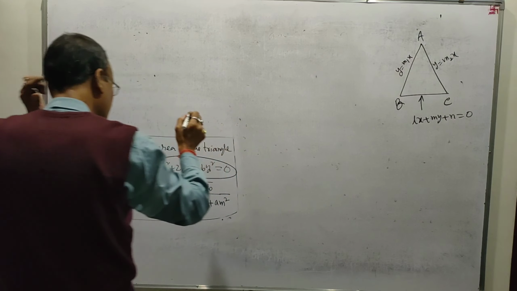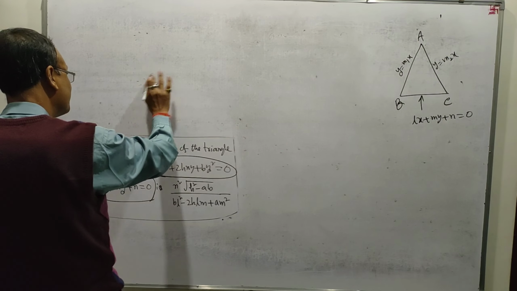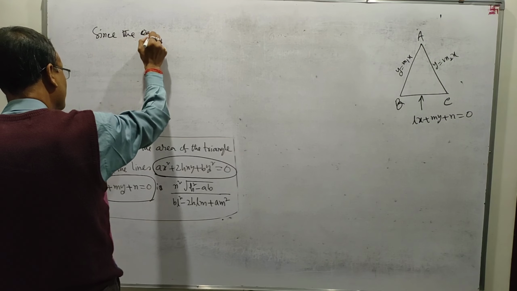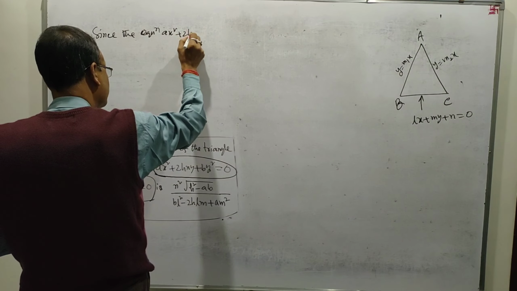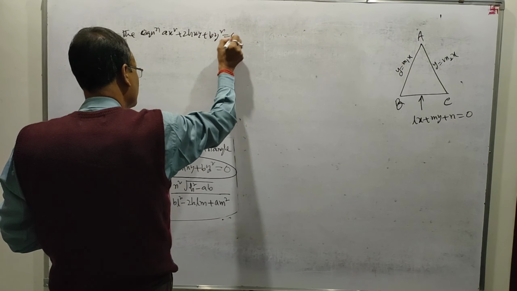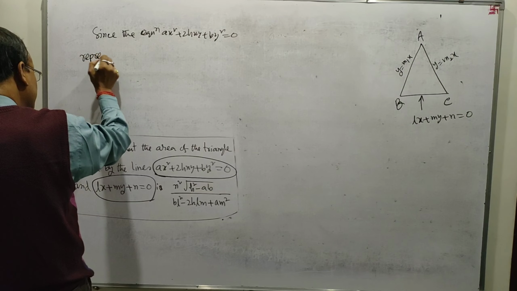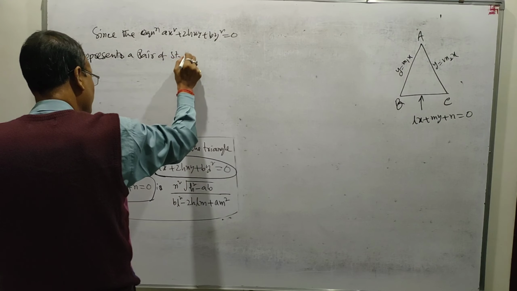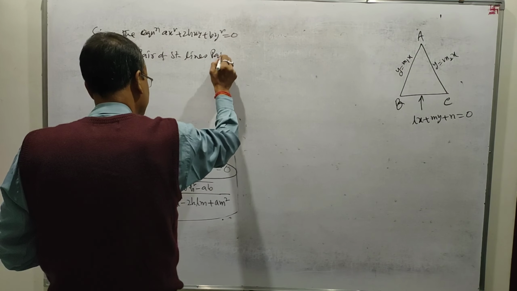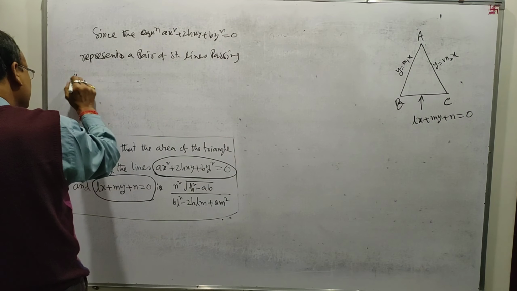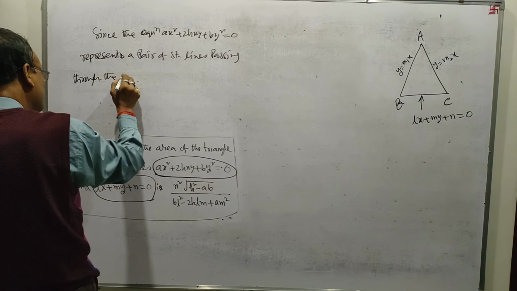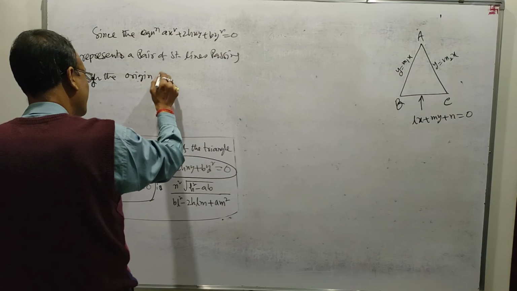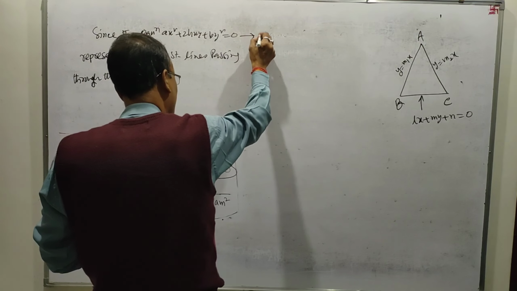Now, since the equation ax square plus twice hxy plus by square is equal to 0 represents a pair of straight lines passing through the origin, suppose this is number 1.